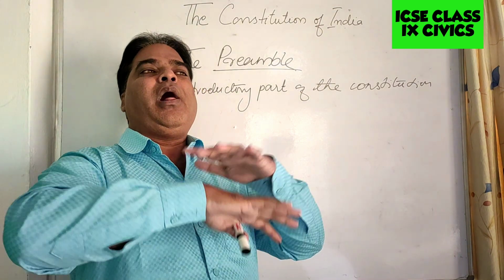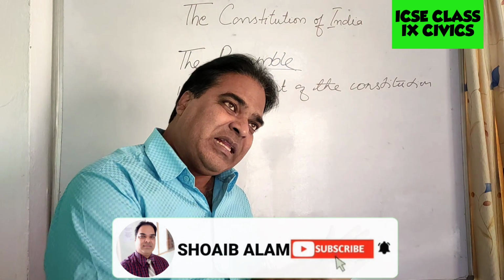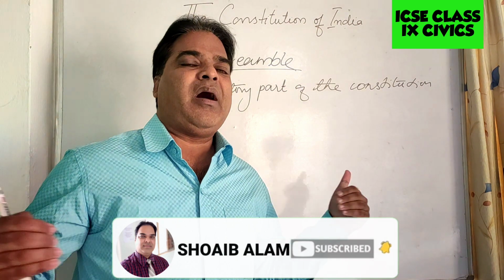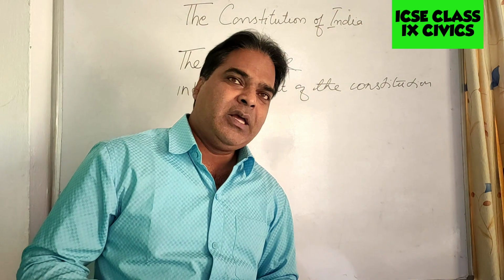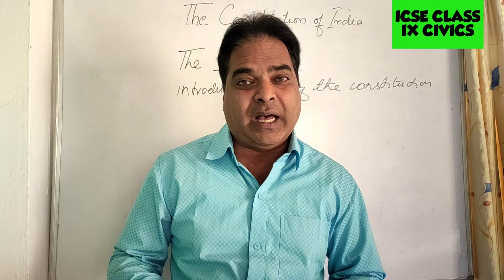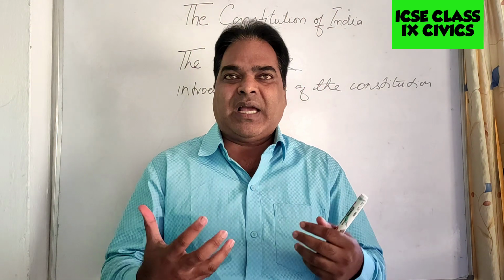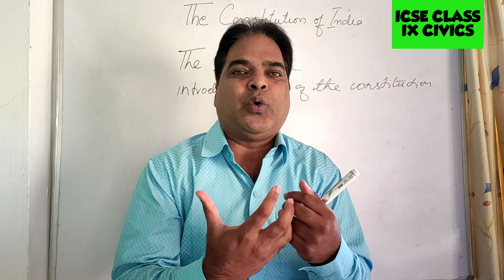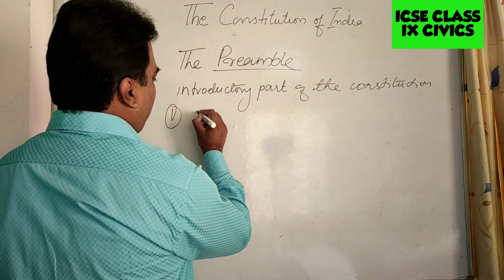That means we, all the people of India, whose representation was done by the Constituent Assembly. They drafted the Constitution on behalf of all the people of our country. Okay, so we the people of India solemnly resolve to constitute. What we have resolved, what we have decided, we have resolved to constitute India into a, what type of India did we want to make? Number 1, sovereign.